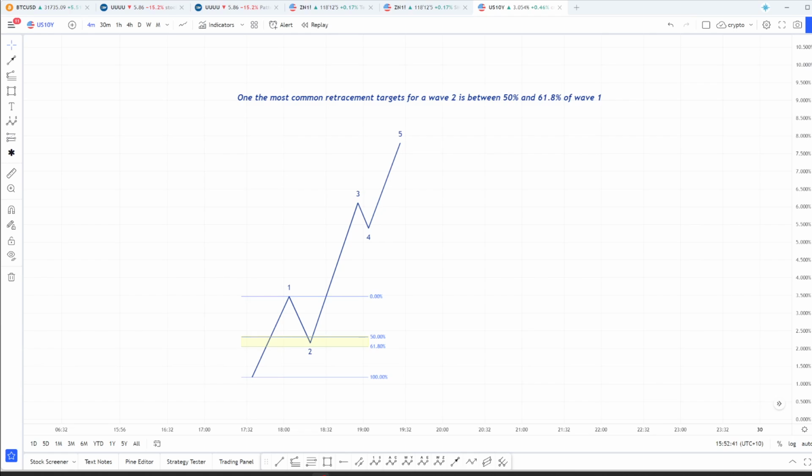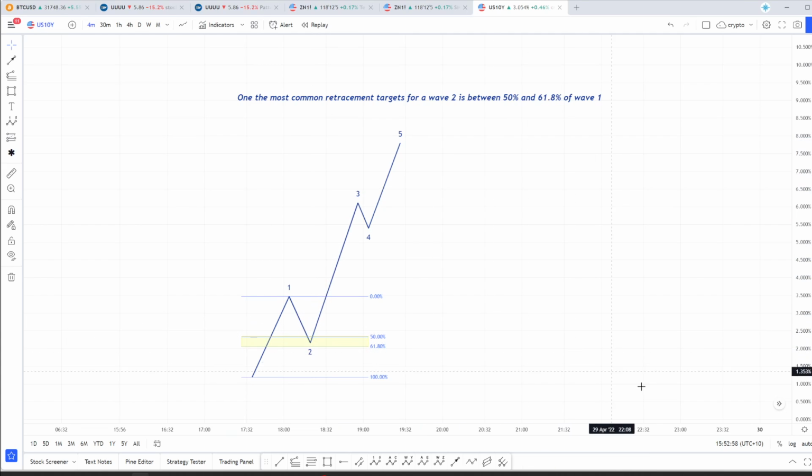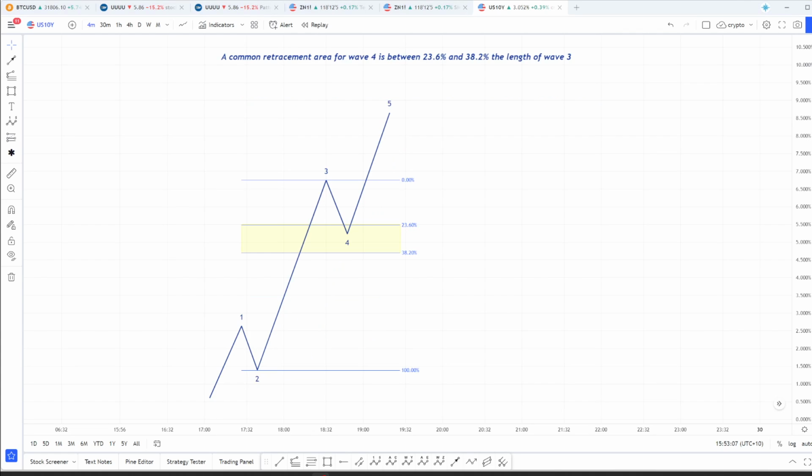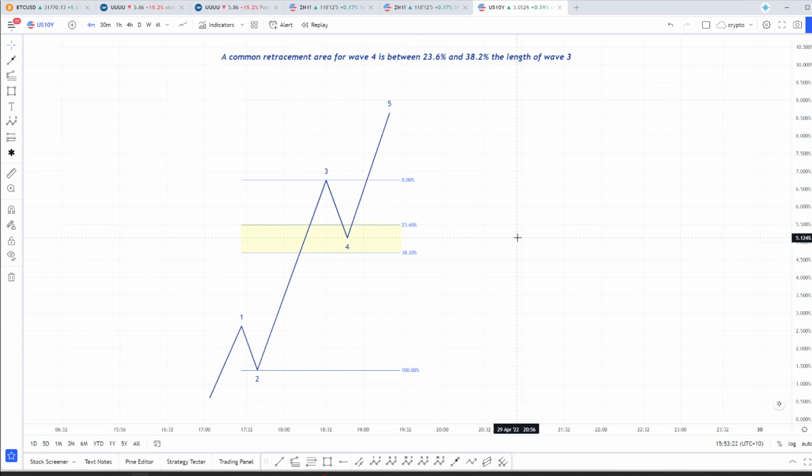So a few more guidelines here. One of the most common retracement targets for a wave 2 is between 50% and 61.8% the length of wave 1, as shown here. But remember, that's a guideline, so wave 2 could go much deeper, it could be shallower. But between the 50 and the 61.8 is usually where we expect it. A common retracement area for wave 4 is between the 23.6 and the 38.2% the length of wave 3. So once again, it doesn't have to go there, or it could go deeper. It just can't overlap 1, as we know. But this is usually the common sort of area that we would look for.